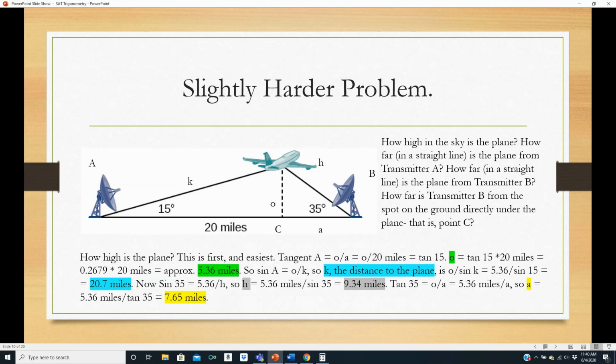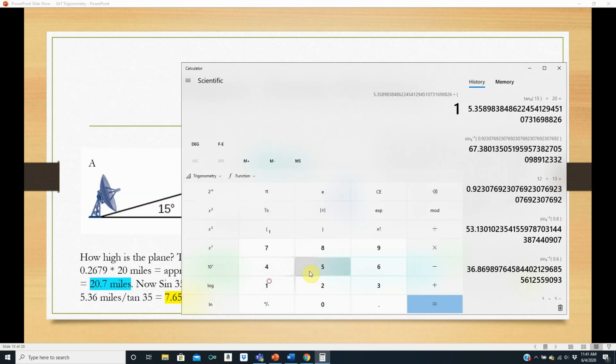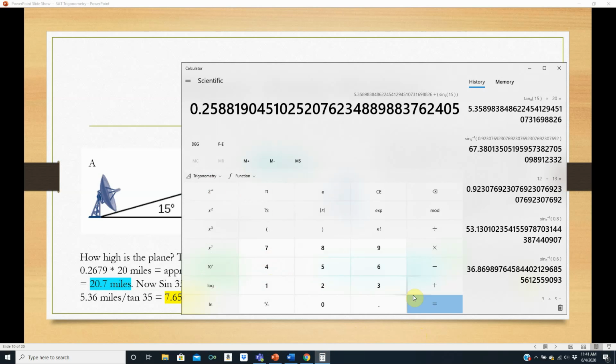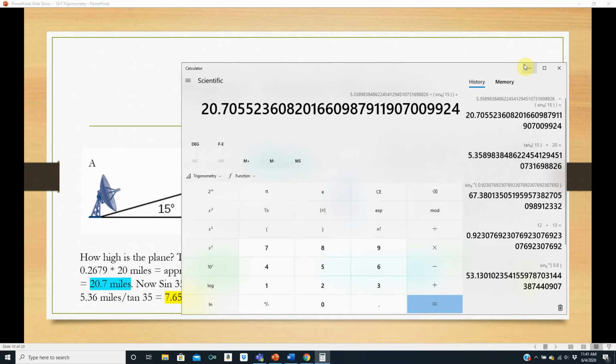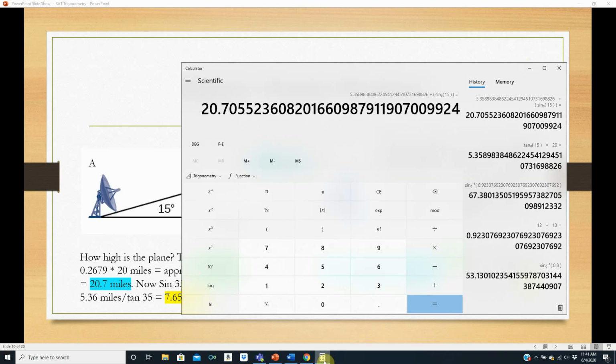All right, so sine of A is going to be O over K. So K, the distance of the plane, is going to be O over sine A, which is 5.36 over sine 15. We're going to divide that, putting in sine of 15. So roughly 20.71 miles. Okay, so 20.7, close enough for government work, so to speak.